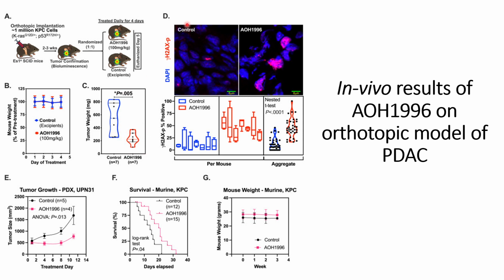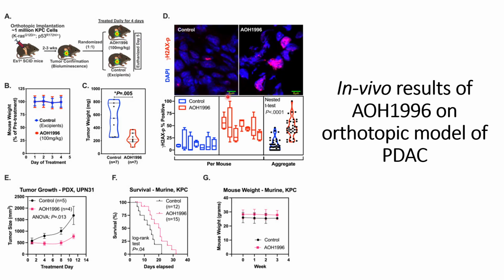And they also checked the DNA damage in the tumor cells. In the control case we see a very low signal for the DNA damage, which is stained by the gamma H2AX phosphorylated signals, and in the AOH1996 group we can see more DNA damage signals, indicated by the gamma H2AX phosphorylation in this pink color.